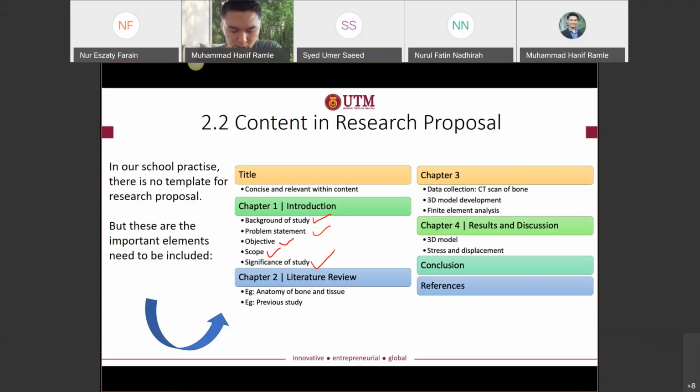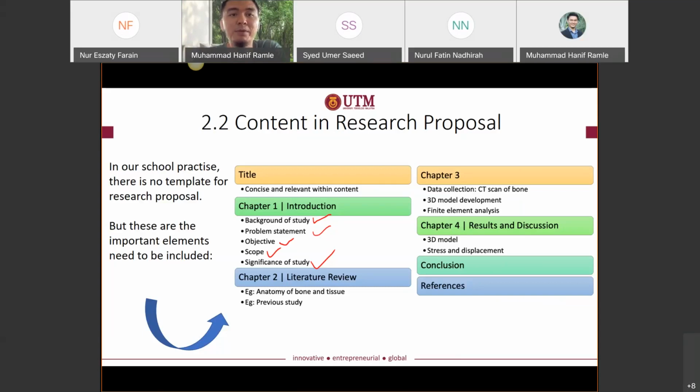Okay, move forward to chapter 2, literature review. Okay, it is very subjective. There is no guideline, meaning that you are free to determine what kind of literature can be included in your chapter 2. For example, in my case, biomechanics and biomaterial, we used to include anatomy of bone and tissue, for example. This is very basic.